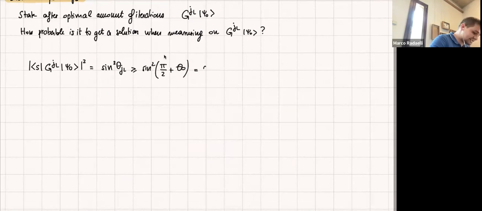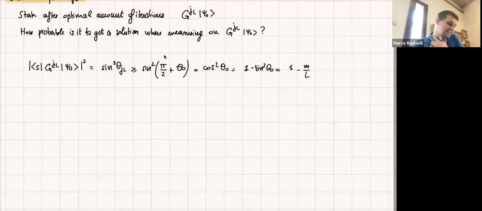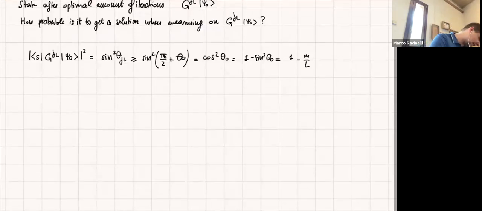Now, if we use some trigonometric identities, the cosine square of theta naught is 1 minus the sine square of theta naught, which is 1 minus m over L. So yes, we can actually bound the error. We see that if L is much larger than m, it means that theta naught is a small angle.